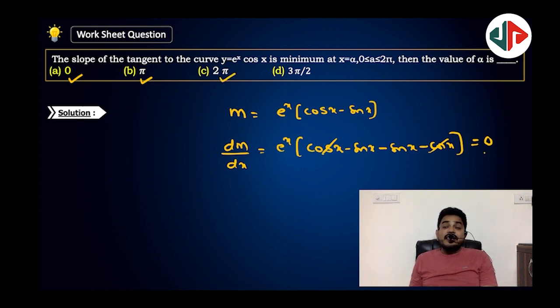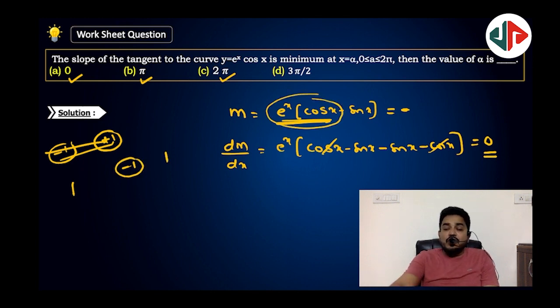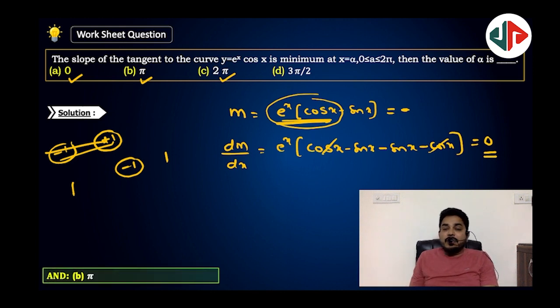But I don't know whether it is maximum or minimum. At 0, this value is... oh, wait. At 0, this value will be equal to 1. At pi, this value will be minus 1. At 2 pi, again this value will be plus 1. So where do you have the minimum value? At pi, you have the minimum. To avoid this confusion, you need to go for one more round of derivative, the second derivative.